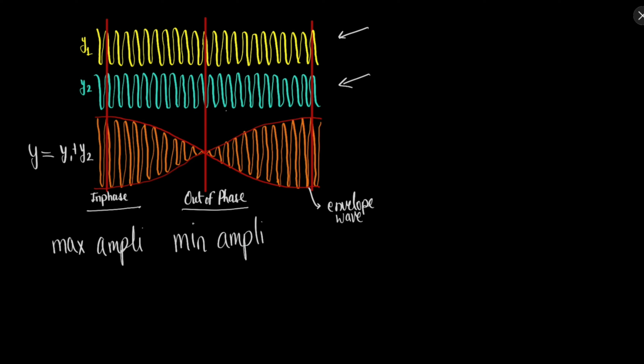Just to properly imagine the wave, we draw an envelope wave around the resultant. The envelope wave helps us in visualizing the extent up to which the particle oscillates or vibrates. For example, the particle here will not vibrate at all, but the particle here will vibrate a lot. It will vibrate from this end to that end.